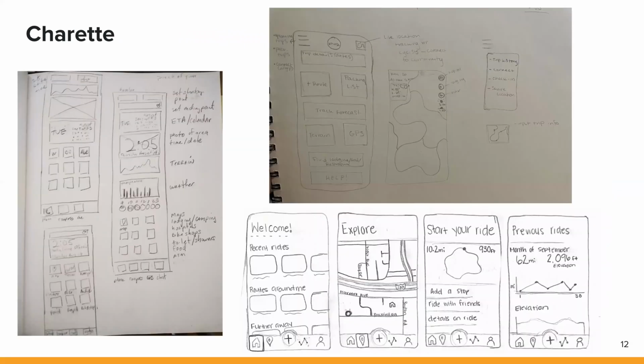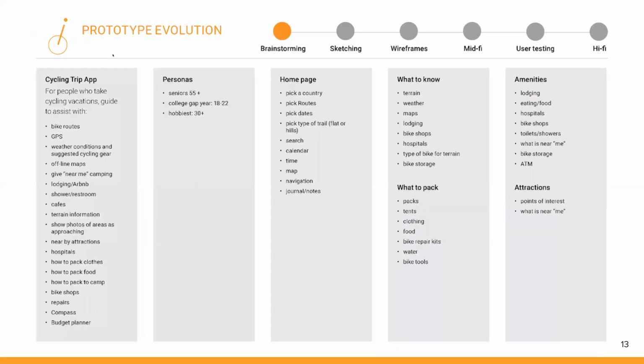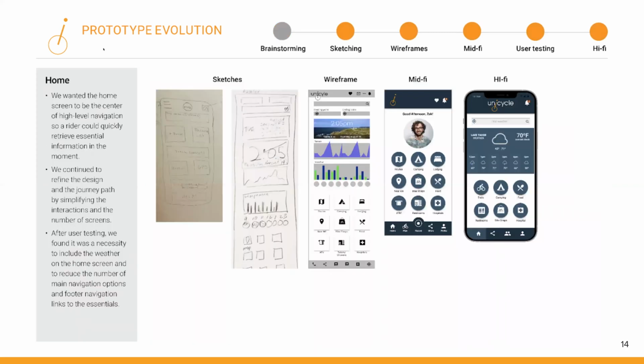Moving on to the design charrette, you can see there was a fair amount of overlap in the ideas that our group came up with, which was cool to see and made alignment on our prototyping a little bit easier. Now diving into a brief overview of our prototype evolution. Obviously, we started out with a laundry list of ideas that we wanted to include in our app.